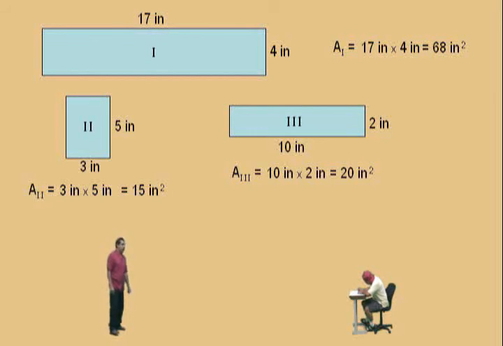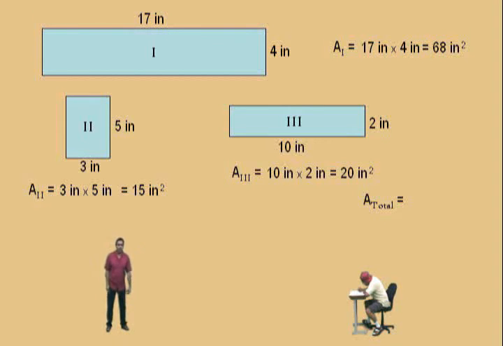And now, to find the total area, we have to sum up these individual areas. So our area total, we have to take 68 plus 15 plus 20. And you can add those in any order. Well, one approach would be 15 plus 20 is what, Charlie? 35. 35 inches squared, and adding that to 68.